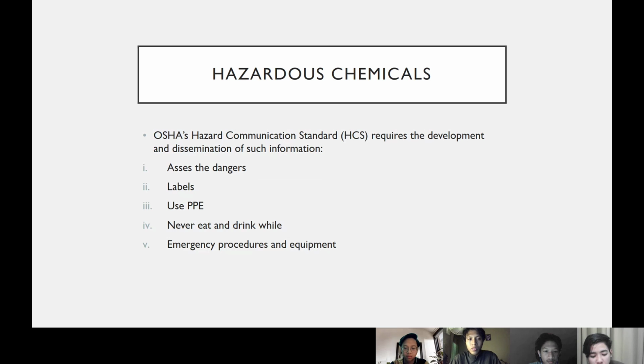Number three, use PPE. We need to always use required PPE and inspect it carefully before each use to make sure it is safe to use. Number four, never eat or drink while handling any chemical substance. If your hands are contaminated, don't use cosmetics or handle contact lenses. Number five, emergency procedures and equipment. We need to learn about emergency procedures and equipment.